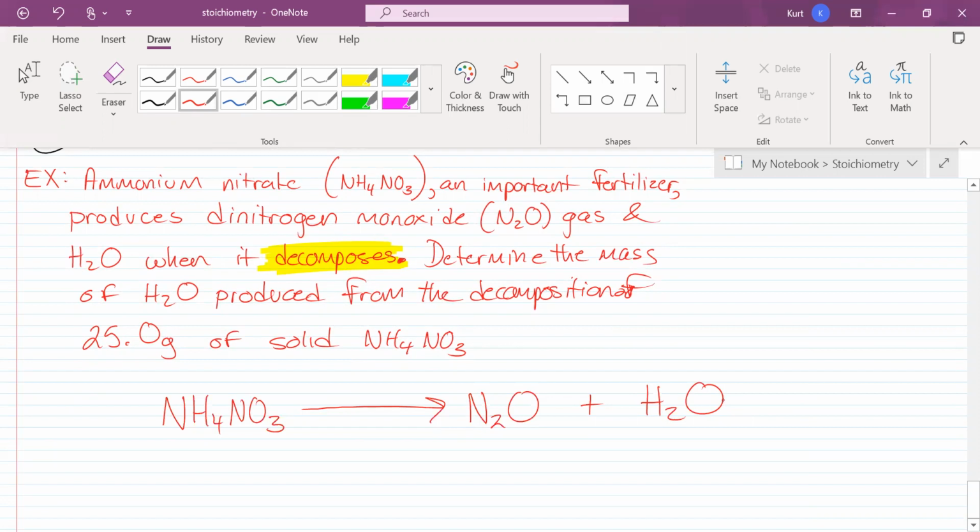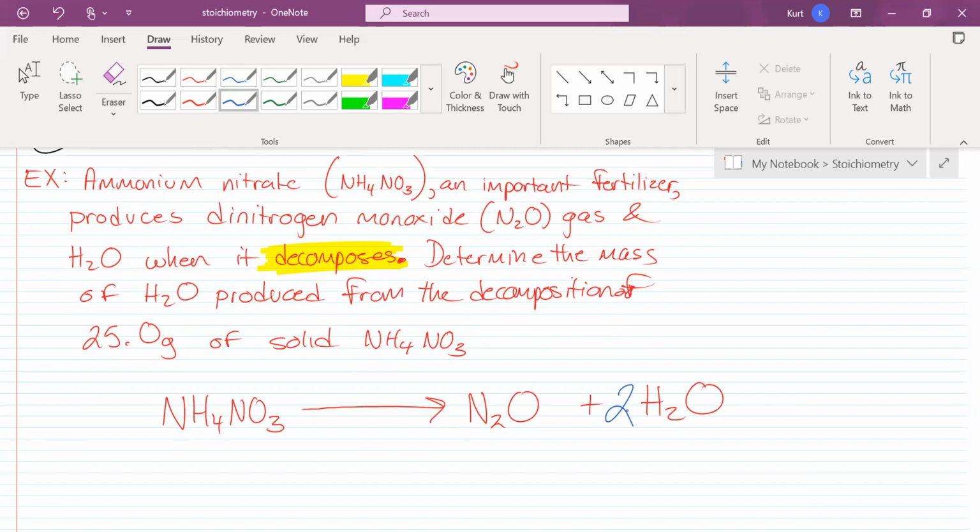Now, step one, is it balanced? And it doesn't look like it to me. So by just looking, we have two nitrogens on the left and two nitrogens on the right. That looks good. We have 4 hydrogens on the left. We have 2 hydrogens on the right. So let's throw a 2 in front of water.